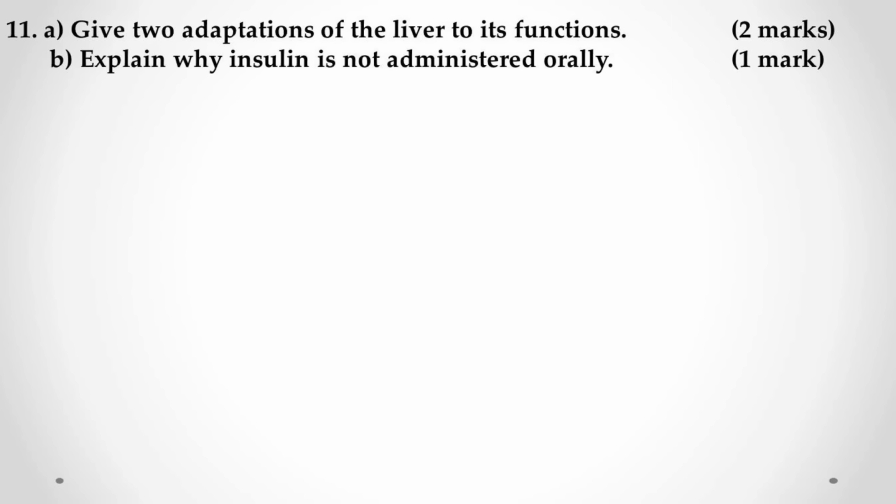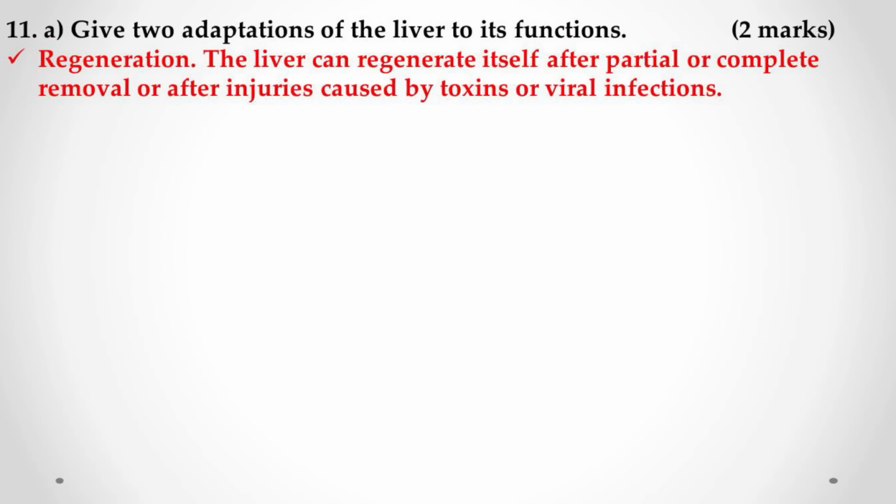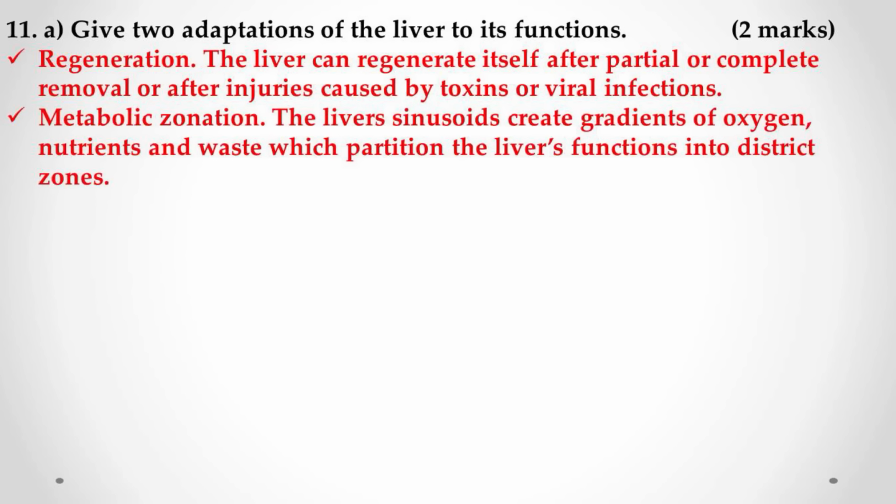Question 11. A. Give two adaptations of the liver to its functions. And question B. Explain why insulin is not administered orally. One adaptation of the liver is regeneration, whereby the liver can regenerate itself after partial or complete removal or after injuries caused by toxins or viral infections. Another adaptation of the liver is metabolic zonation, whereby the liver sinusoids create gradients of oxygen, nutrients, and waste, which partition the liver's functions into distinct zones.